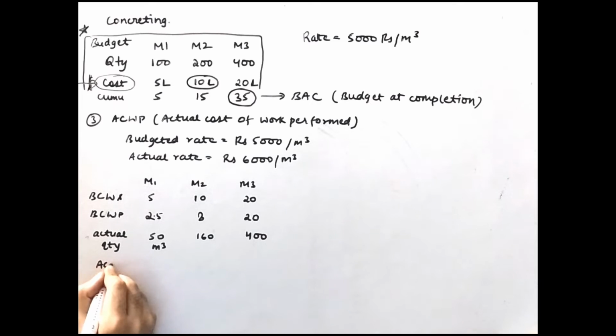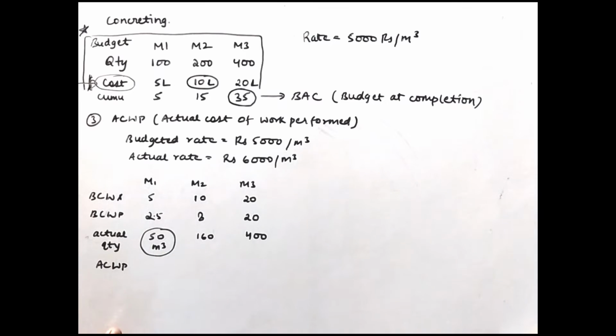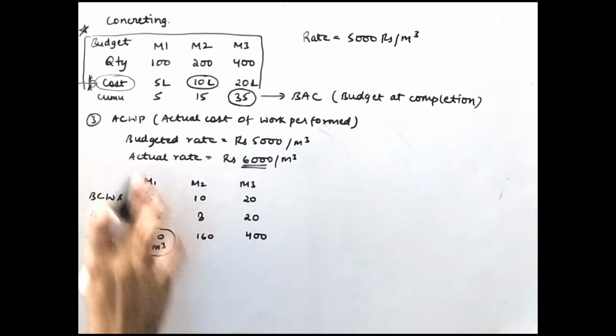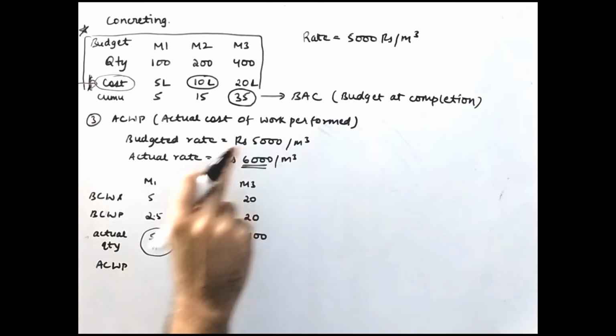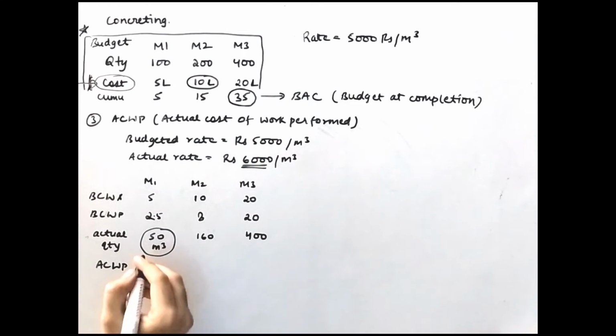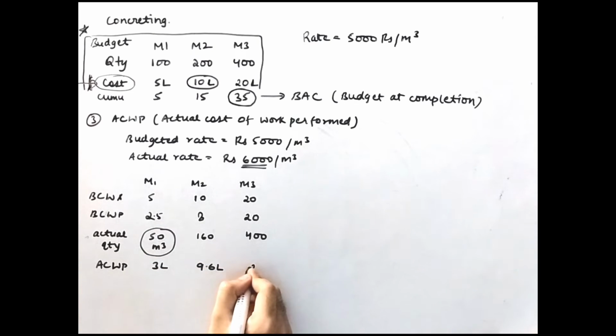Now to calculate the actual cost of work performed, since you did only 50 meter cube, you won't take the budget here, because you are calculating the actual cost of work performed, so you will take actual quantities only. You have to multiply the actual quantities with the actual rate, nothing budget for this. Since it's actual cost, budget won't matter here at all. So 50 multiplied by 6000, similarly 160 multiplied by 6000 and 400 multiplied by 6000. So it will come as 3 lakh, 9.6 lakh and 24 lakh.